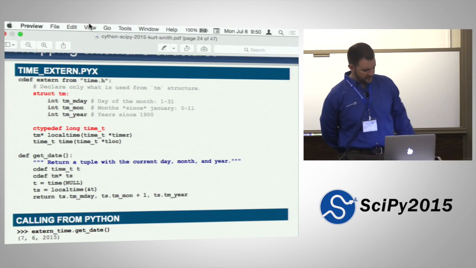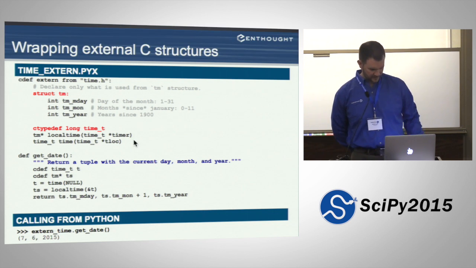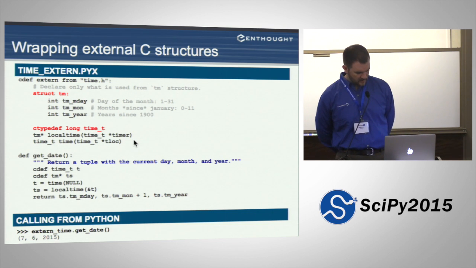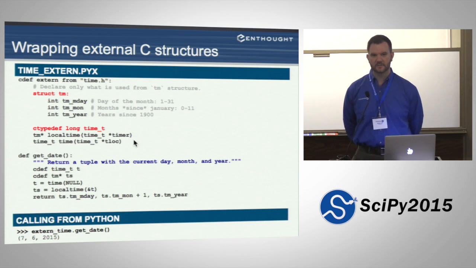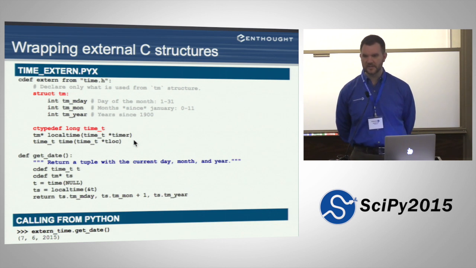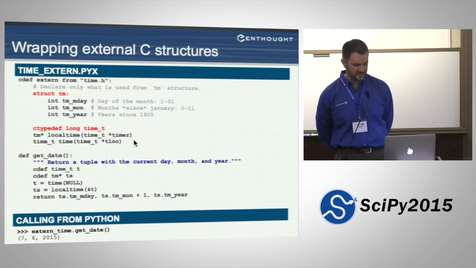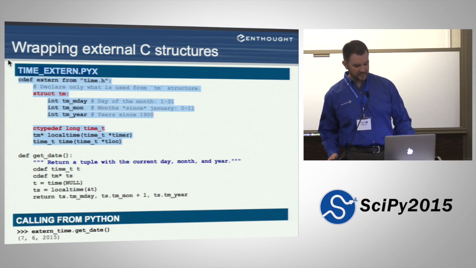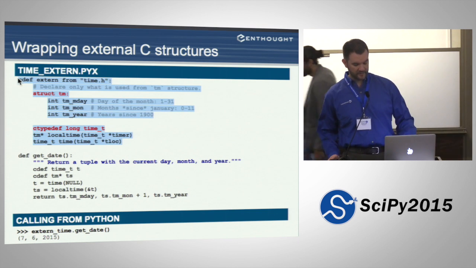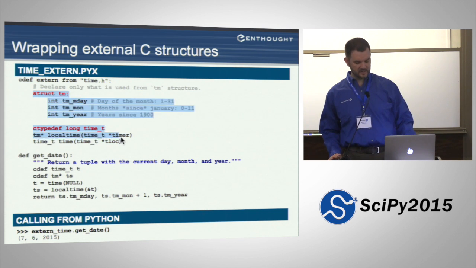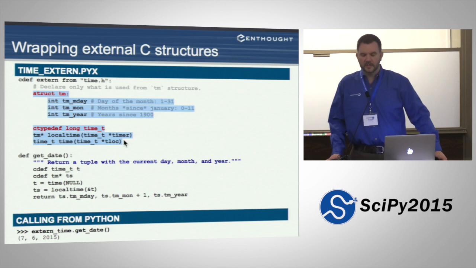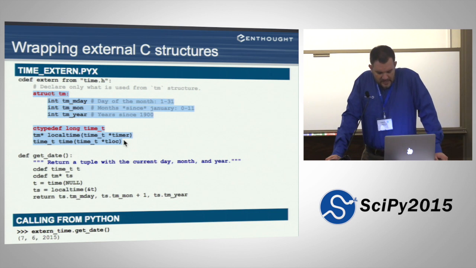So check the time here. Okay. Here we're saying cdef extern from time.h like before. So we're telling Python, I'm going to be declaring things from time.h. Python will only generate just a pound include time.h for all of this. So all these declarations in here are just to tell Python how to properly call and use these C-level constructs.